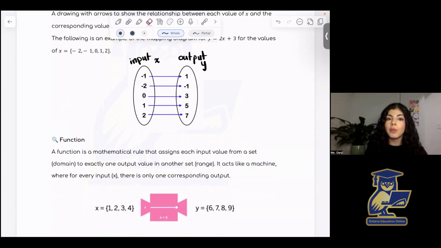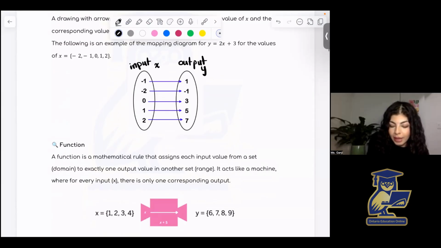So for example, in y equals 2x plus 3, we know that that is a straight line, and it's a straight line that goes upward, similar to that. So each value of x has a specific output value y on this line. So this is actually a function, and it's a linear function, so the straight line.